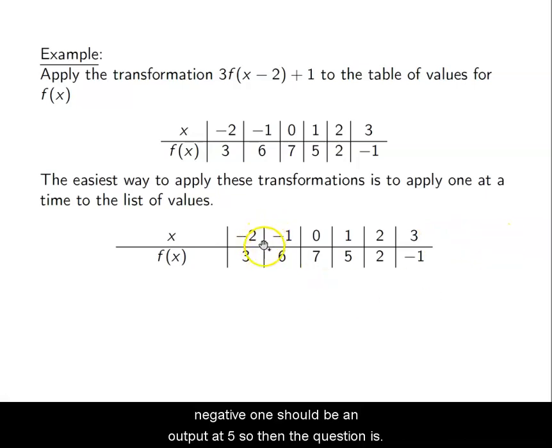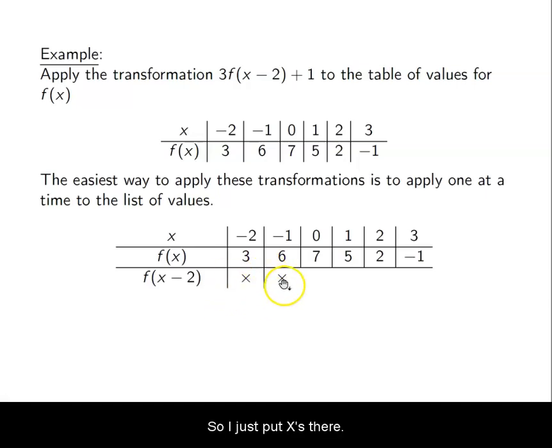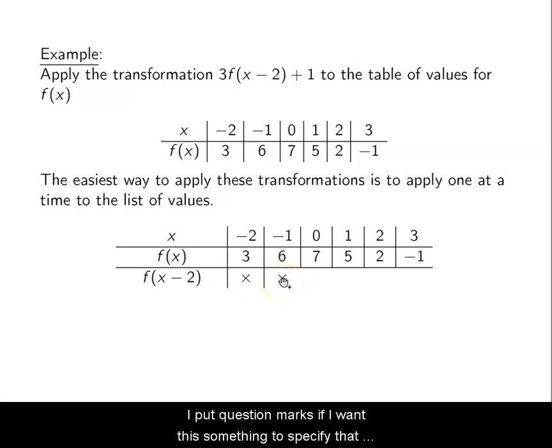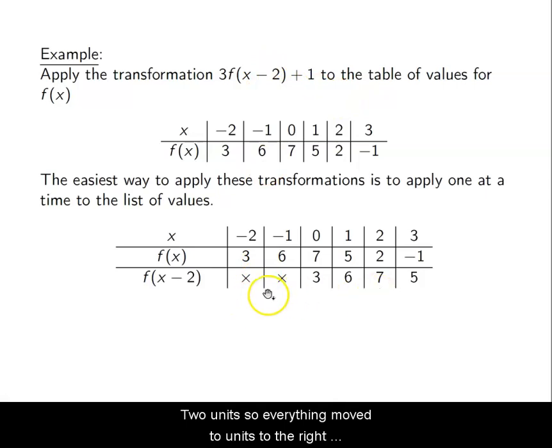So then the question is, what are the outputs for -2 and -1? I don't know. I don't have enough information to answer that. So I just put x's there. I could put question marks if I want. It's just something to specify that I don't know this information, and everything moves to the right, because that's what this transformation does. It moves things to the right 2 units. So everything moved 2 units to the right. It's actually very simple.